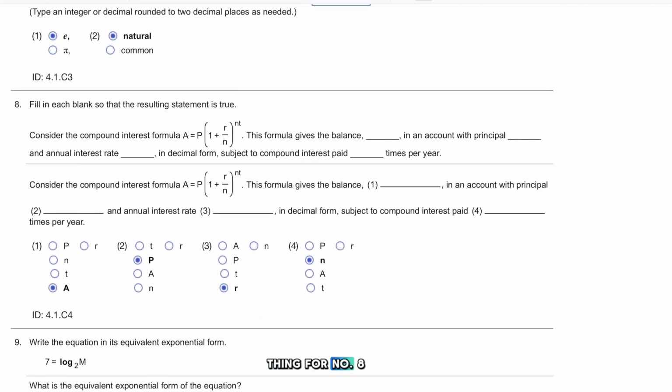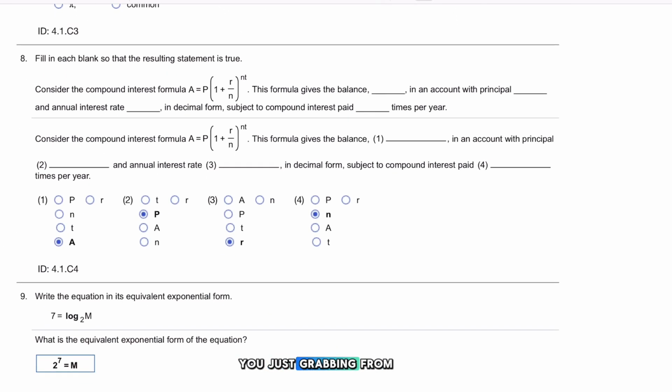Okay, and the same thing for number 8. You just grab them from the multiple choice, your choices here. You're just picking apart the formula. So it's pretty much straightforward there.